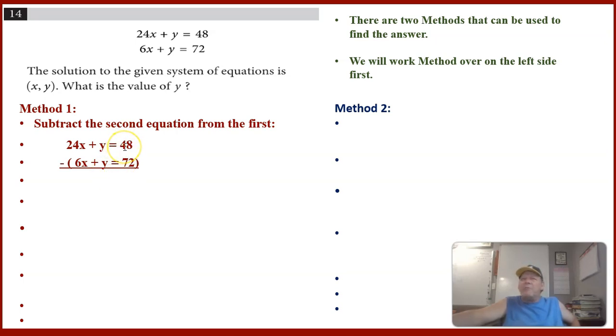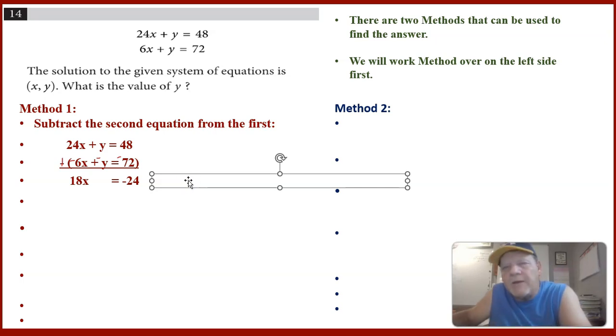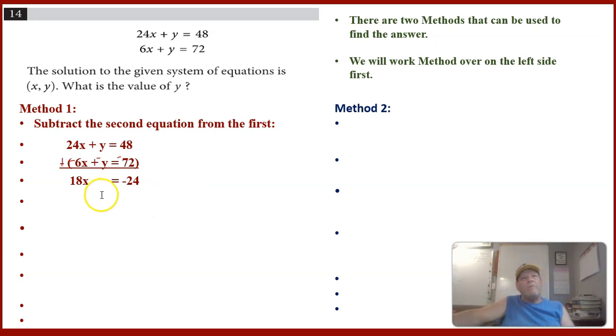But when I was teaching pre-algebra and algebra, I would tell them if we subtract each one, it's like changing that to plus the opposite of each one, which means you're going to add the negatives down each one. And that just seems to be a little bit easier for students to remember. So 24x minus 6x will be 18x, and then y minus y will be 0, and then 48 minus 72 would be negative 24.